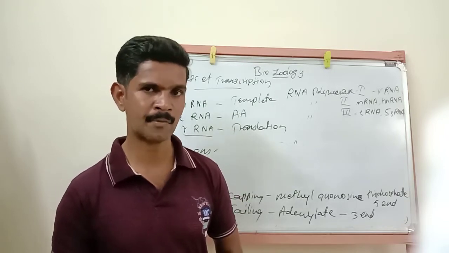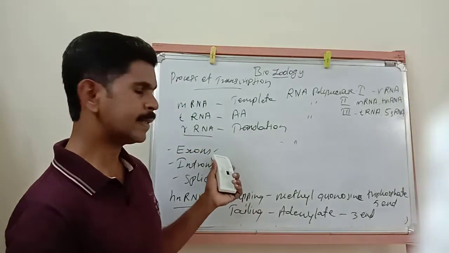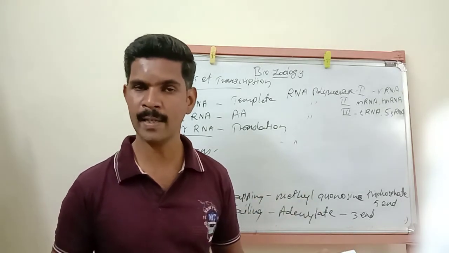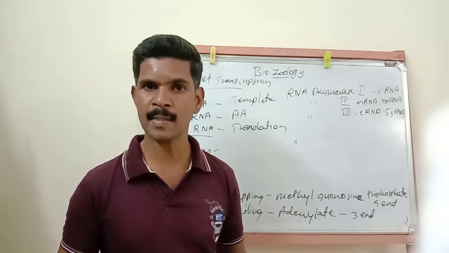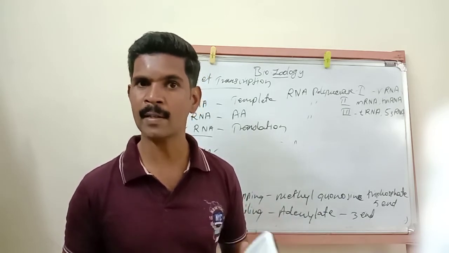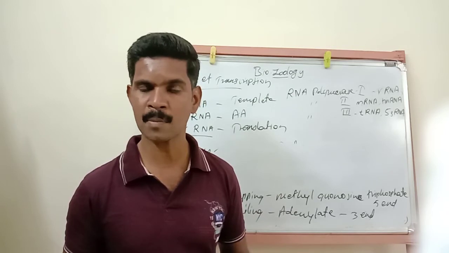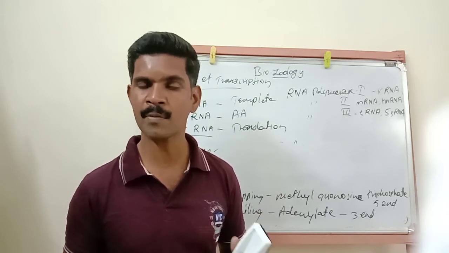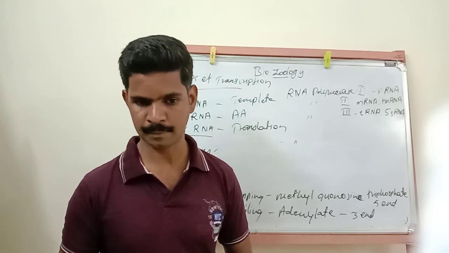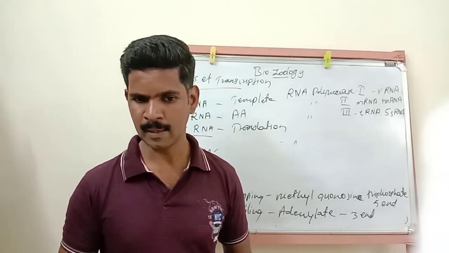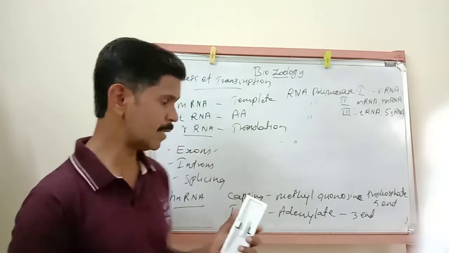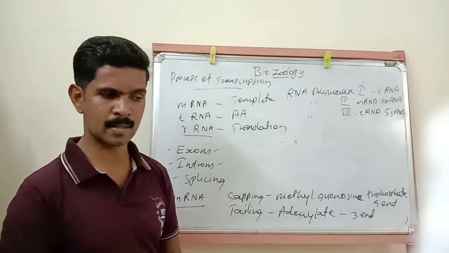Listen to this point very carefully. Here exons are coding for polypeptide chains, and many polypeptide chains combine together to form a gene, and this gene is responsible for the production of different types of proteins. Understand? Then next, introns. Exons are over, now introns.